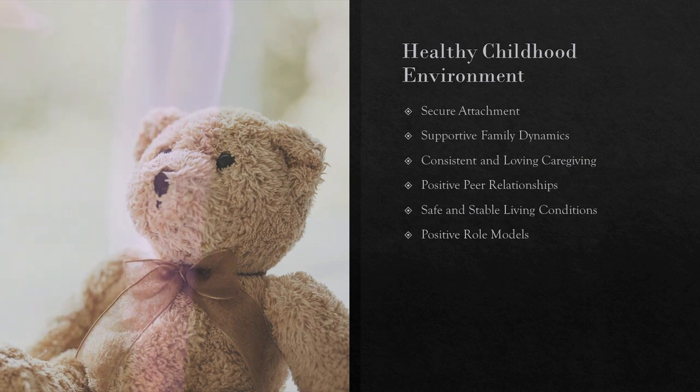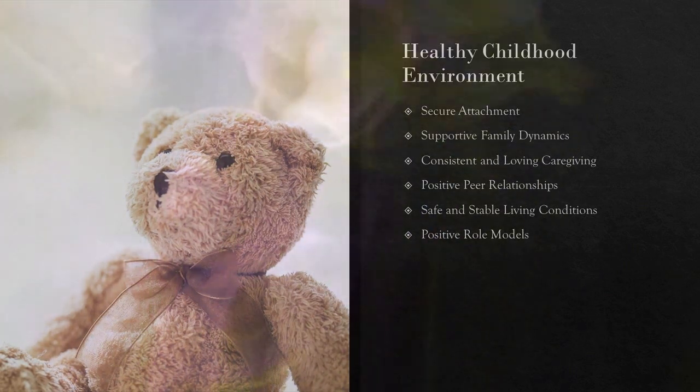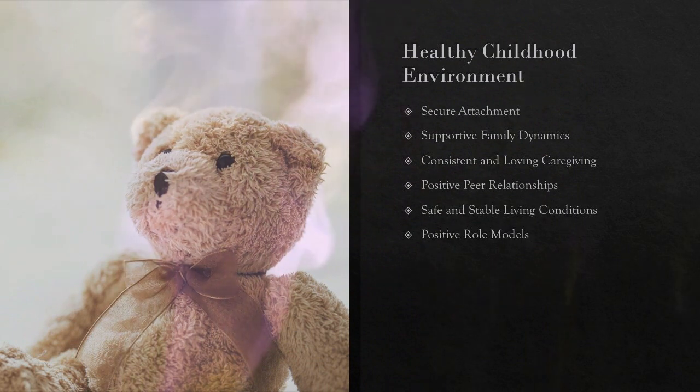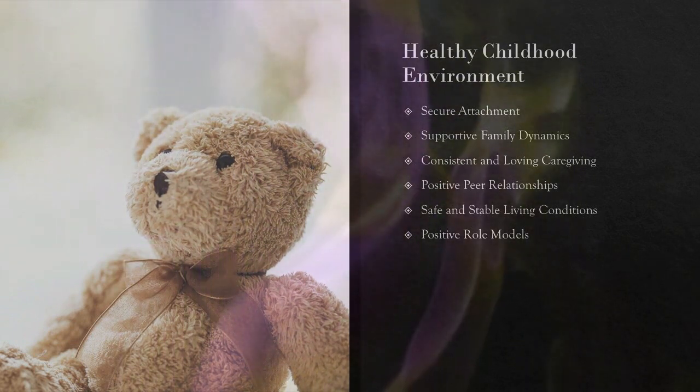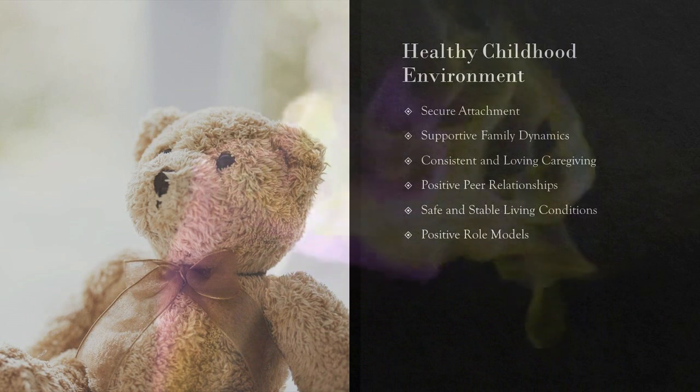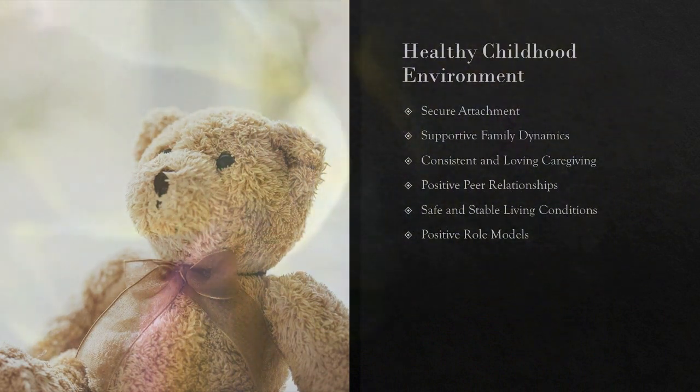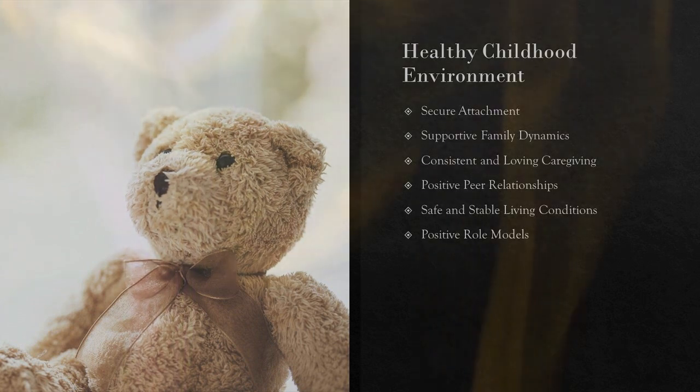Of course, a child needs supportive family dynamics, so a stable and supportive family structure is vital for a child's emotional and psychological development. Positive family interactions, effective communication, and the provision of emotional support really contribute to a nurturing environment. There also needs to be consistency in caregiving. There should be some routines where a child can know what to expect next.